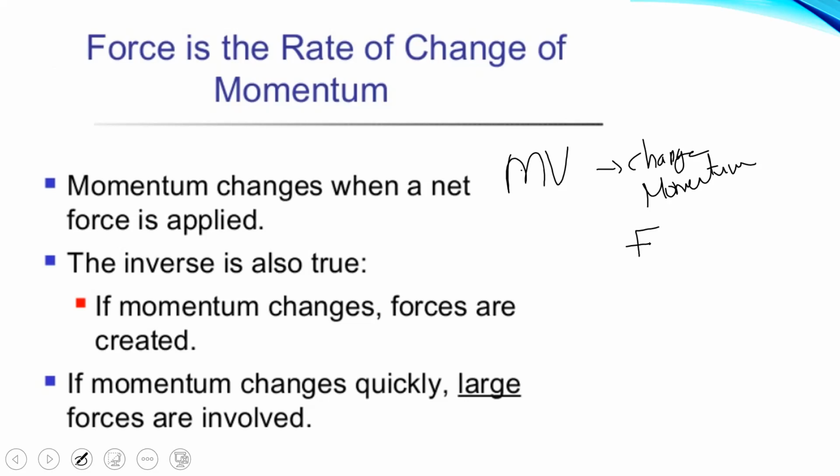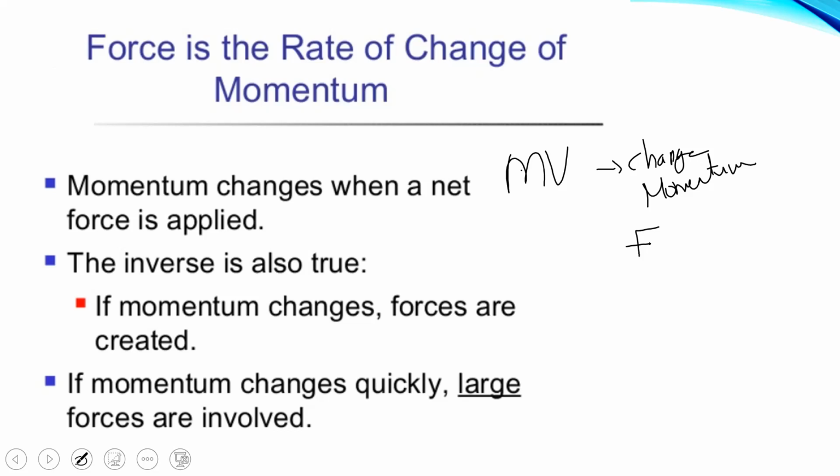And also, if the momentum changes, if you see a car that's moving and suddenly the car stops, why? Because a force was applied to it.